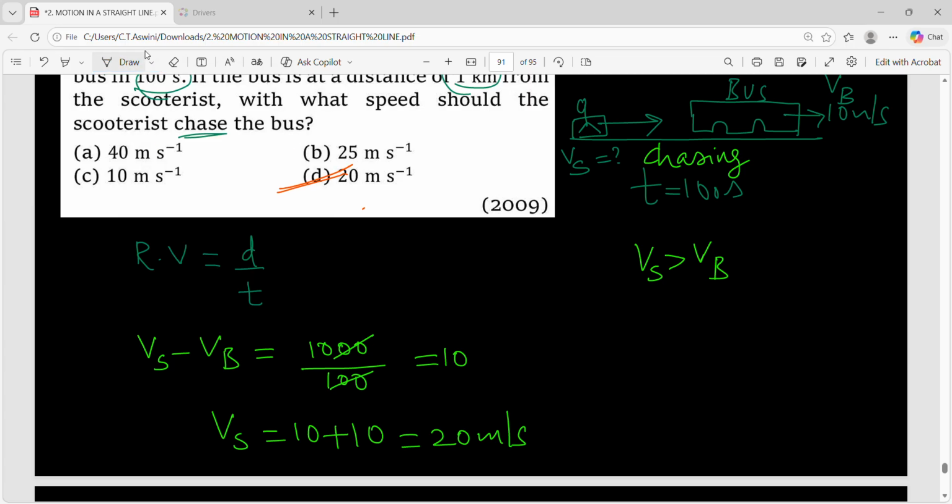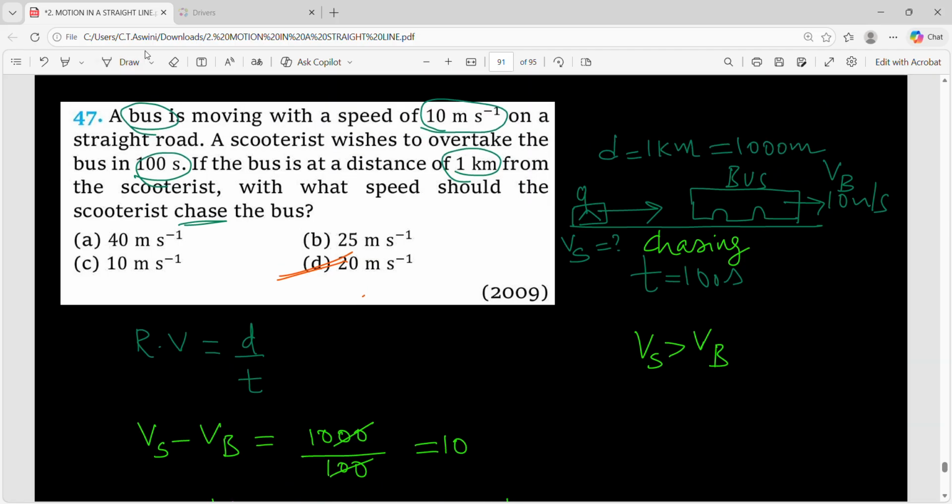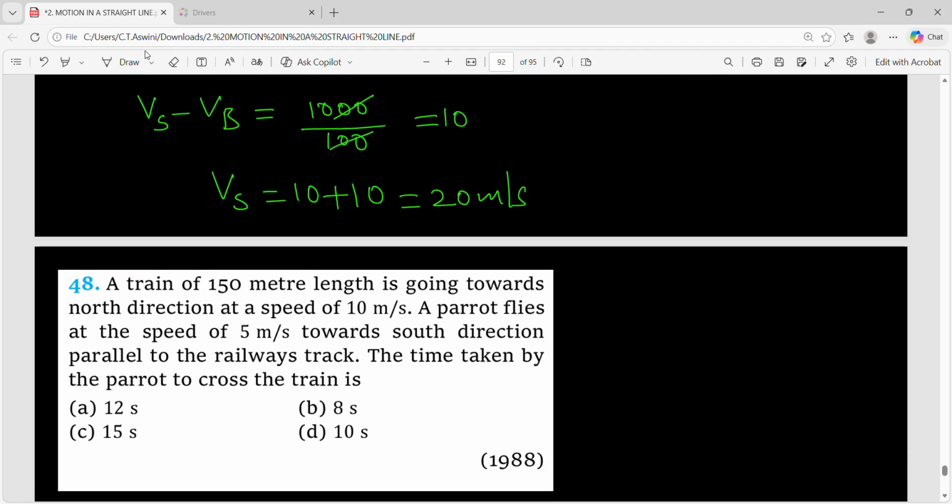Just see what we have done here. Instead of velocity, just take the relative velocity. Why are we taking relative velocity? Because you are comparing the speed of the scooterist with respect to the bus. Comparison is made here: the scooterist's speed relative to the bus speed. So you have to take relative velocity. And both the objects are in the same direction, so we are taking the difference of them. Clear?